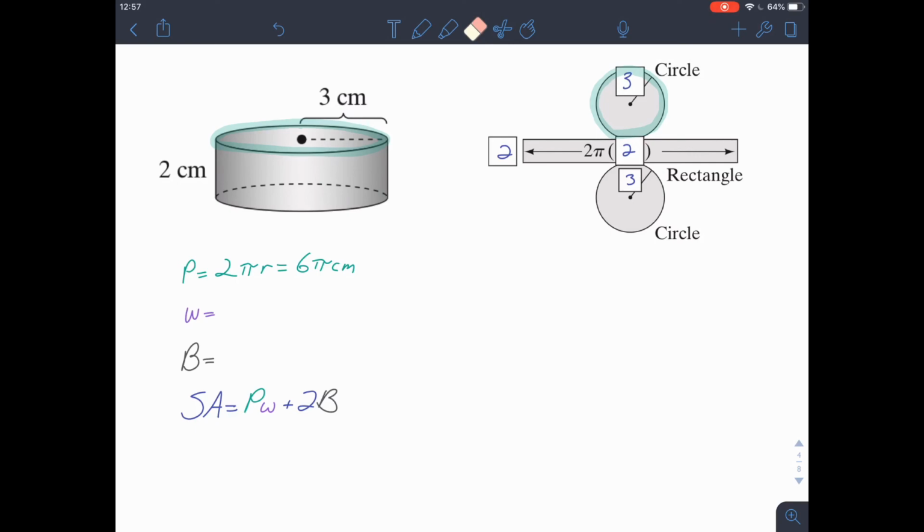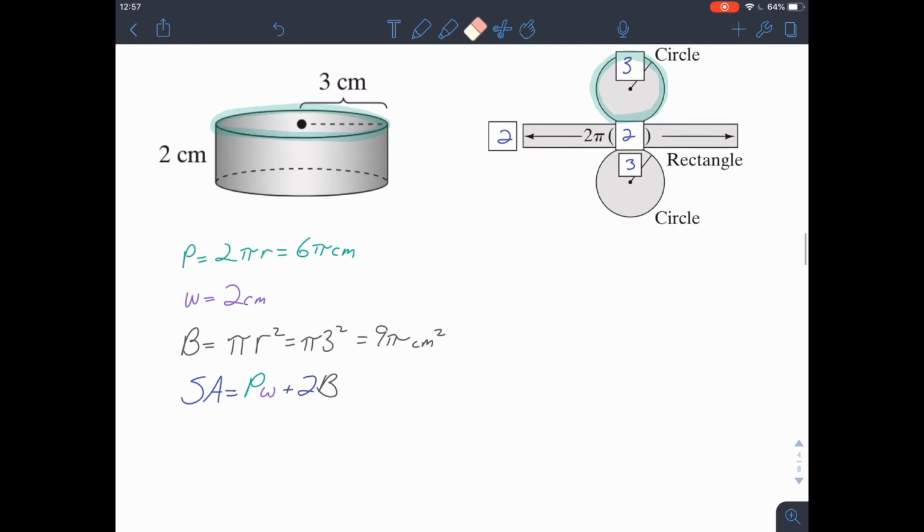Next, we need the width, which is the distance between the two circular bases. That distance is 2. Then we need the area of our base, the area of our circle. So we need to do pi times radius squared, or pi times 3 squared, which gets us an area of 9 pi centimeters squared. Now that we have all of those, we can put them into our surface area formula.